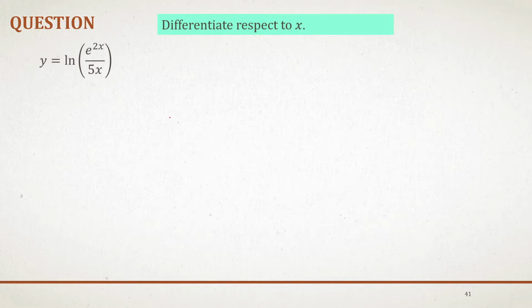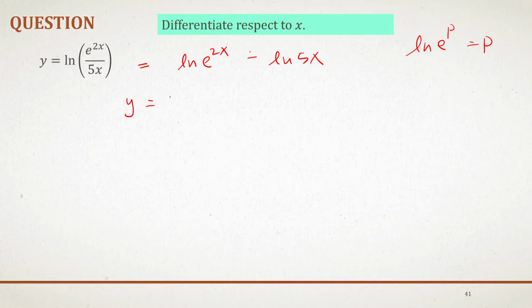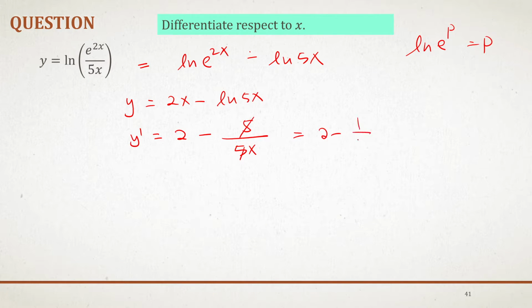Now, how about this one? Easily, I can change it to become ln of e to the 2x minus ln 5x. Remember this one we tried before: when I have ln e to the p, it will become p. So this one is y equals 2x minus 5, minus ln 5x. So finally, y prime is 2 minus 5 over 5x. This one cancels, so you will have 2 minus 1 over x.